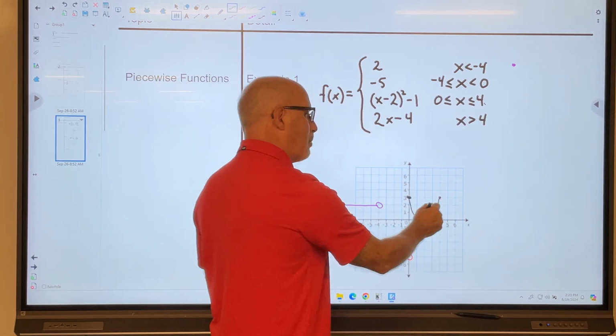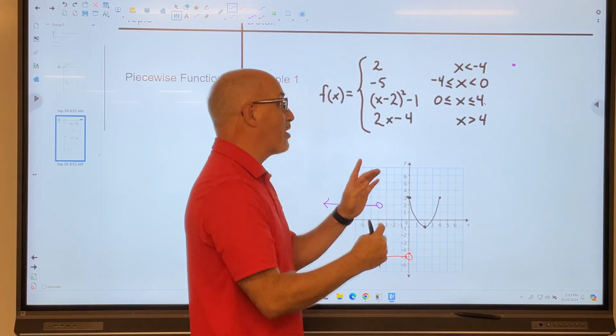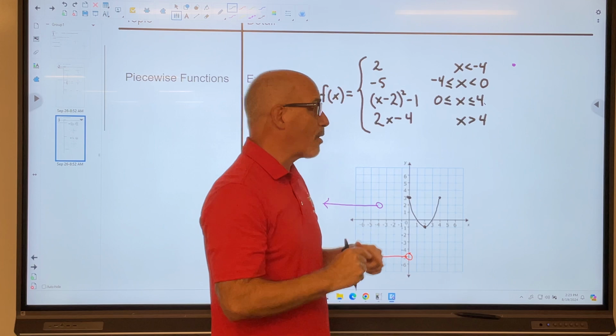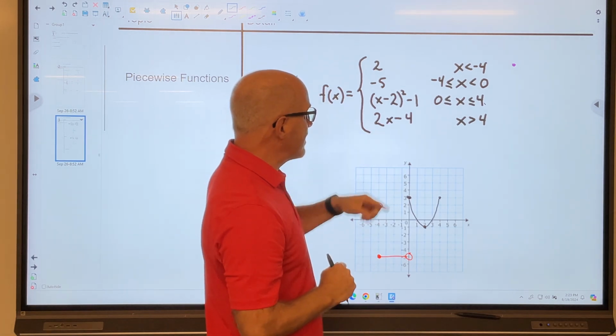So I've got this part of the parabola restricted to stop there. The big hint there for doing these is do the endpoints to see where the graph goes. Lastly, this is a line.